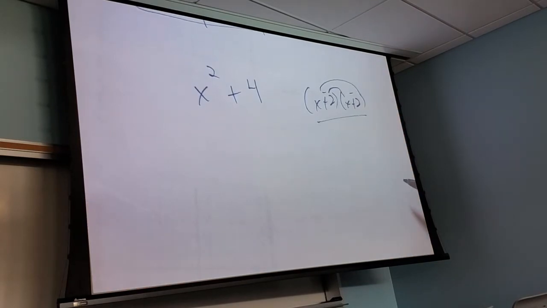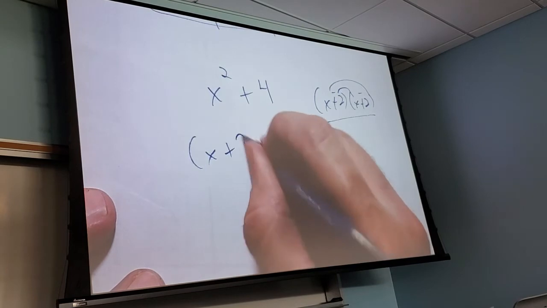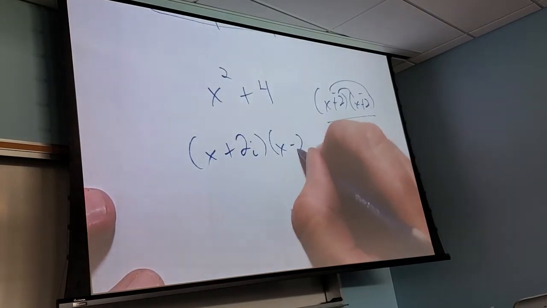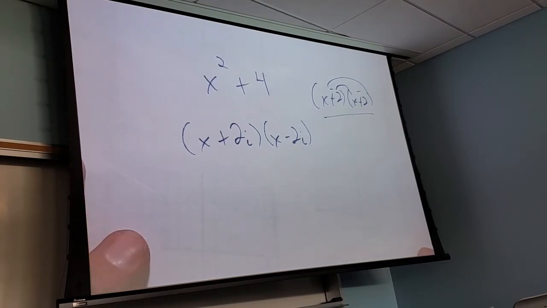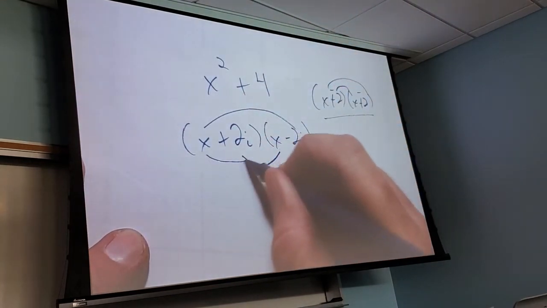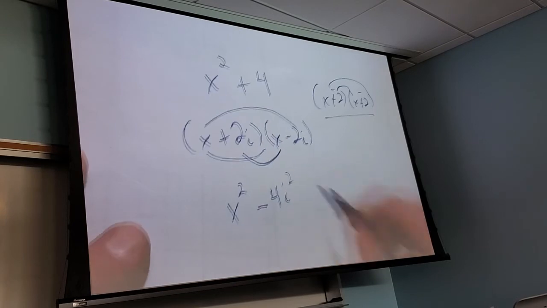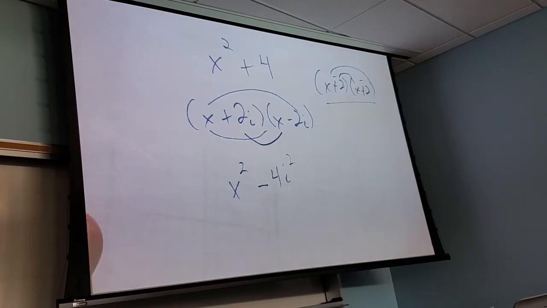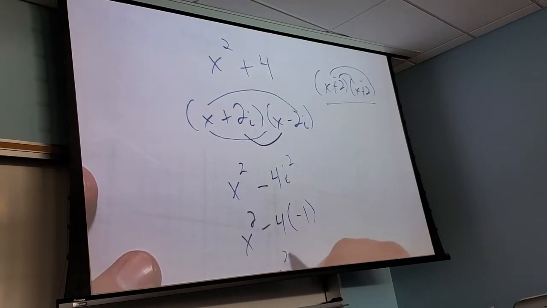But watch this. Don't the middle terms cancel? Yeah. And you get x squared here, correct? And then you get minus 4i squared. What's i squared? Negative 1, so you get x squared plus 4, sure enough.